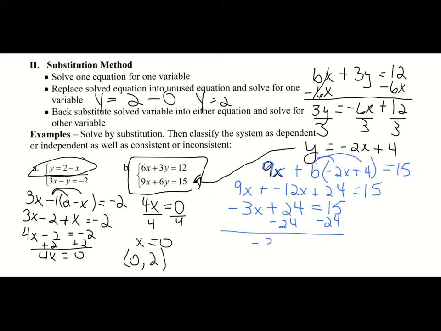And that's going to give me negative 3x is equal to, let's see here, 24, positive 15 minus 24 is going to give me negative 9. Divide by negative 3. So we're going to get x is equal to 3.